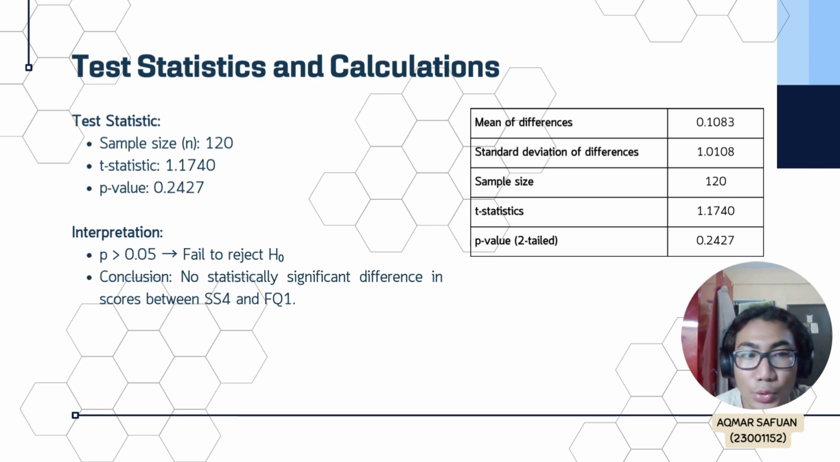We found that the t-statistic is 1.1740 and the p-value is 0.2427. Since our p-value is greater than 0.05, we fail to reject the null hypothesis. This means that there is no statistically significant difference between the SS4 and FQ1 scores.